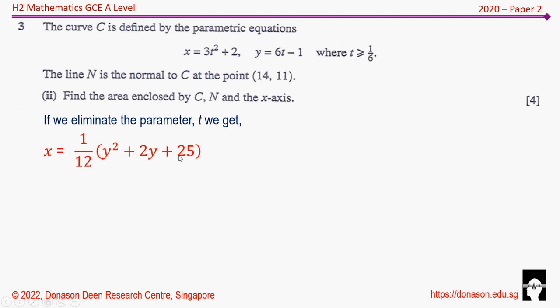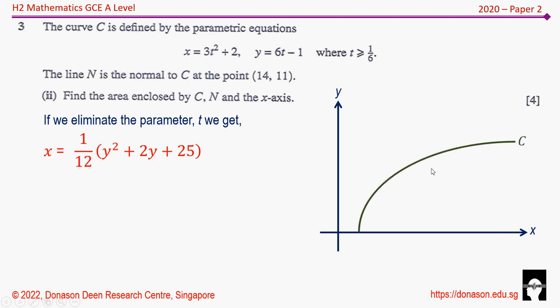What you can notice about this is it is also a parabola, but with its axis along the horizontal axis. If we were to sketch it, you can also use a graphic calculator to sketch it out. We would be getting a graph that looks like this, and of course it will go this way if there is a negative. But there is no negative term involved here because (14, 11) is over here. So this is x equals 1/12 of (y squared plus 2y plus 25).